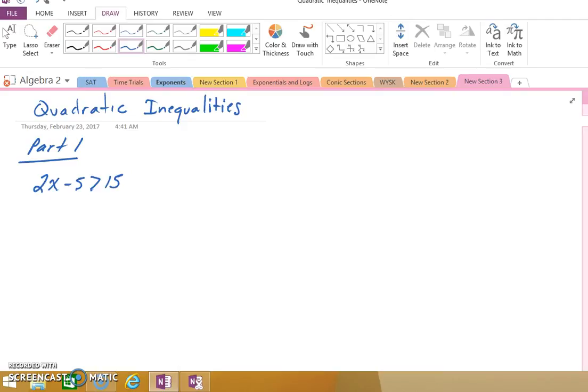I've got an inequality here. 2x minus 5 is greater than 15. So if you remember, we're just going to solve this basic inequality. Add 5. We're going to get 2x is greater than 20. So x is greater than 10.